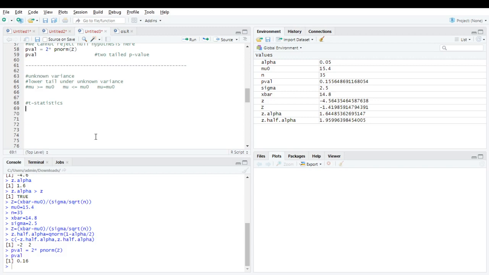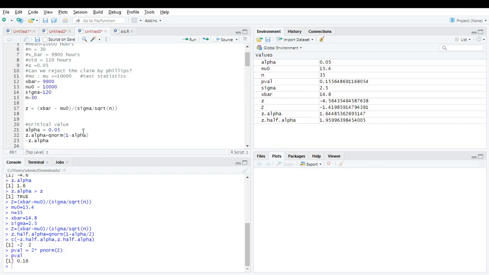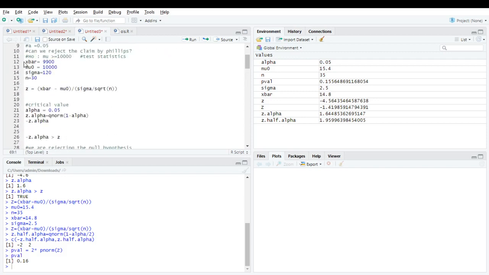So suppose the same manufacturer and question, we are taking the Philips, just go above and copy all this.